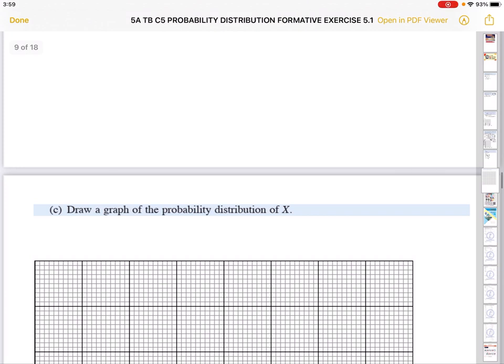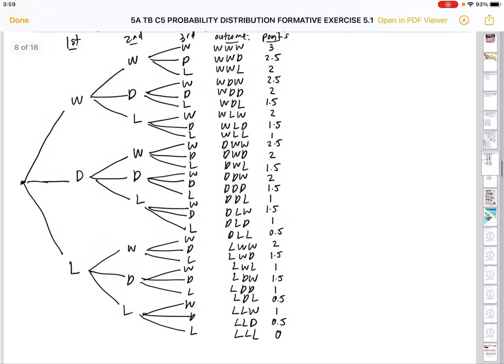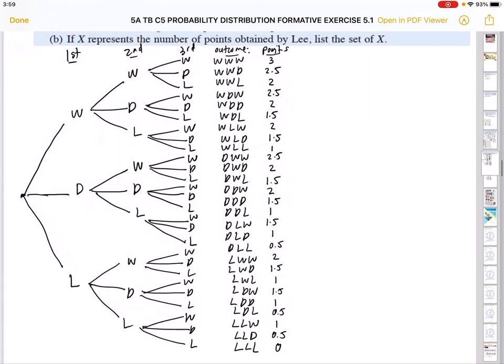So you can see the smallest value of x I can get will be 0. I can also get 0.5, I can get 1, I can get 1.5, I can get 2, I can get 2.5. And lastly, I can get 3. So this is the answer for the first one. But I need to draw a table so that I can draw the graph later.